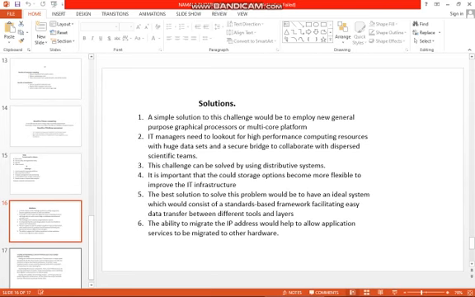16. Solutions. We have solutions for those problems. A simple solution to the challenge would be to employ new general purpose graphical processing units. IT managers need to look out for high performance computing resources for huge data. This challenge can be solved by using distributed systems. It is important that they have storage options that are more flexible to improve the IT infrastructure and many others.